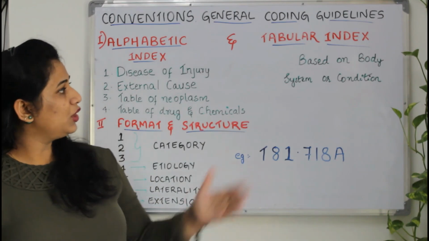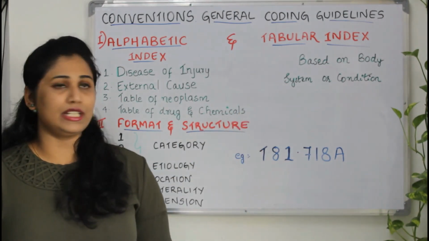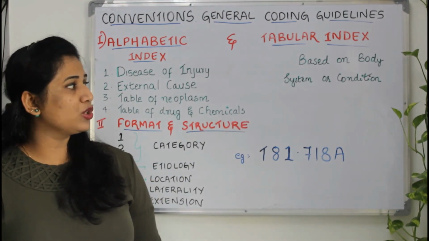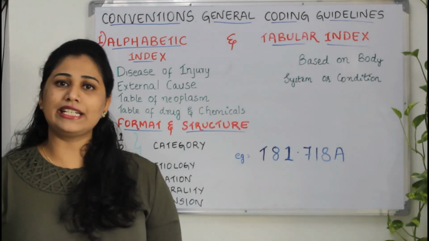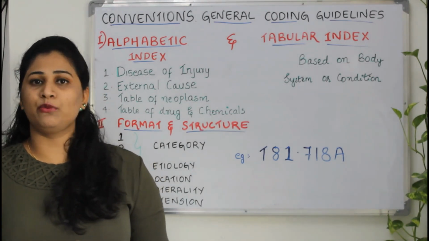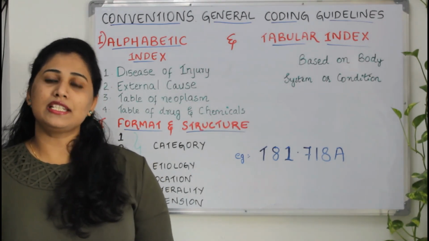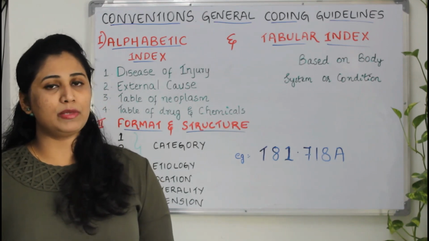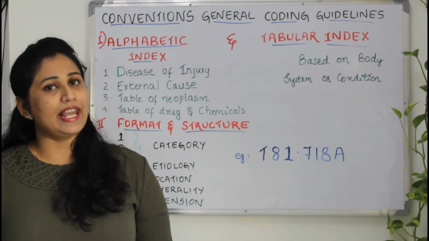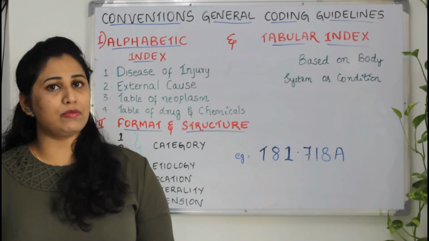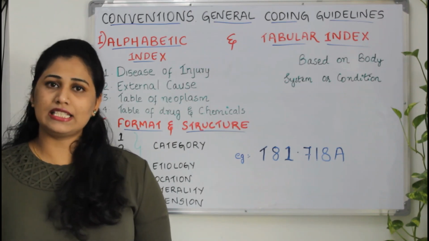Okay, so now what is the importance of the tabular index? This is based on the body system or the conditions. That means it is arranged system wise in the tabular list, but in the alphabetical index it is arranged in alphabetical order, whereas in the tabular list it is arranged system wise.